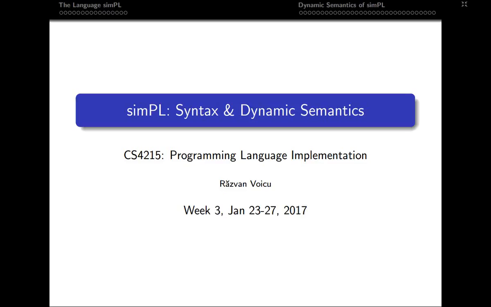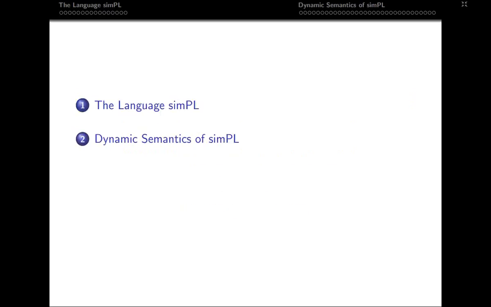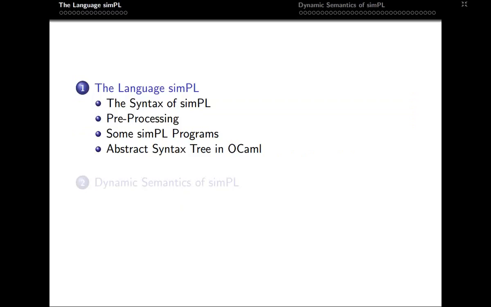So we add a new layer to our language, the expression language that we introduced last time. We move on and add new constructs to it, and the resulting language is called simple. All right. It's a very simple language, as you might expect, as the name says.